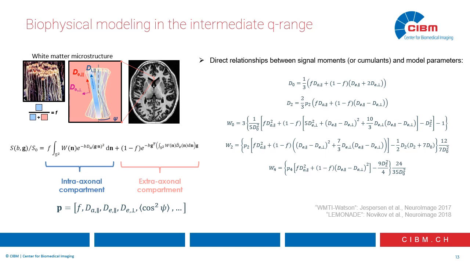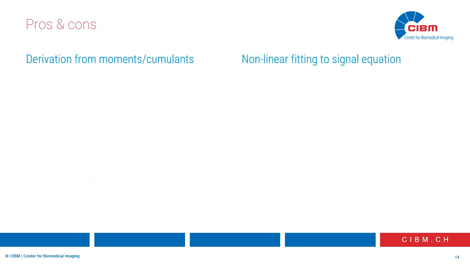But these kinds of models have been developed in the past years. One good example is WMTI-Watson, which is an extension of WMTI with a Watson distribution. And the other one is LEMONADE, that even pushes to estimating the 6th order moment and not just the 2nd and 4th order. And so the pros and cons of each of these 2 approaches, either the derivation from the moments and the cumulants or the nonlinear fitting to the signal equations, are as follows.